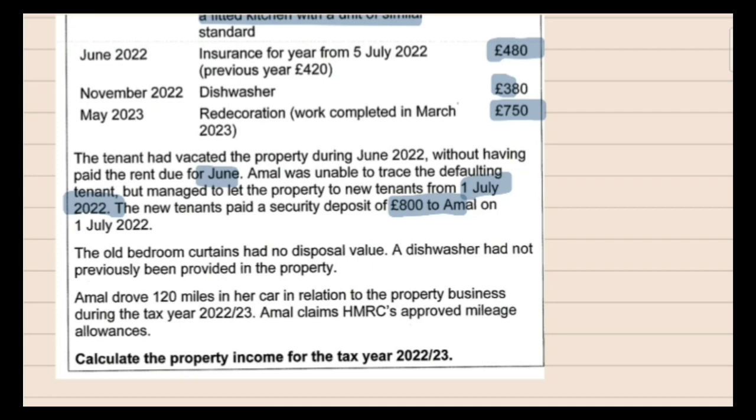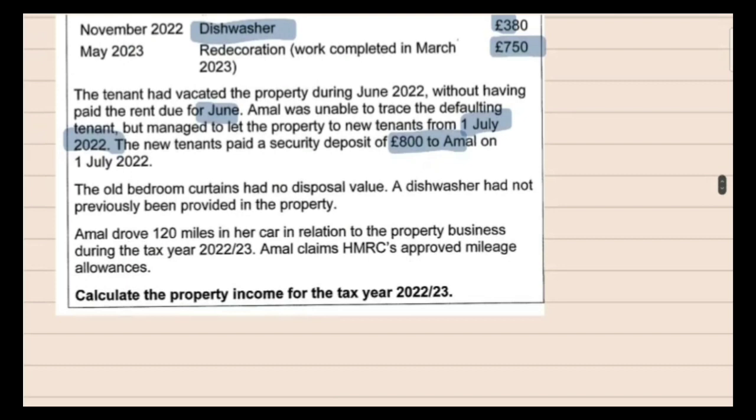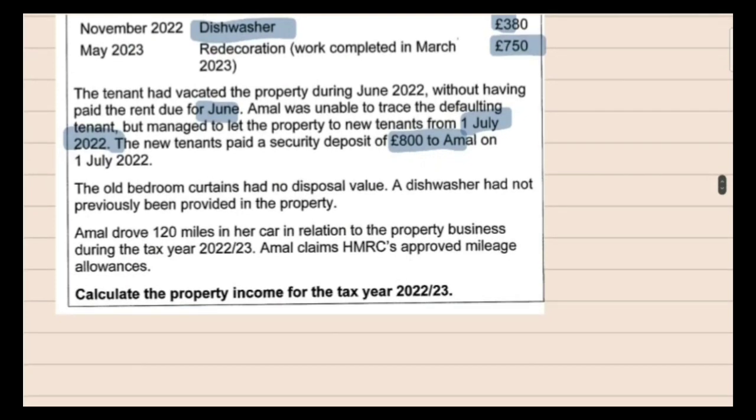The old bedroom curtains had no disposal value, so all is allowed as relief. A dishwasher had not been previously provided in the property. As the dishwasher was not previously provided, again it is not allowed as relief. Amal drove 120 miles in her car in relation to the property business.